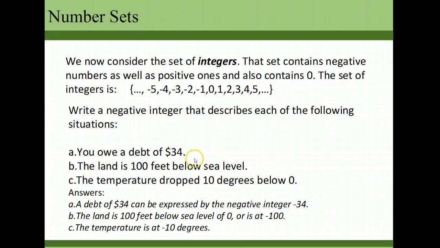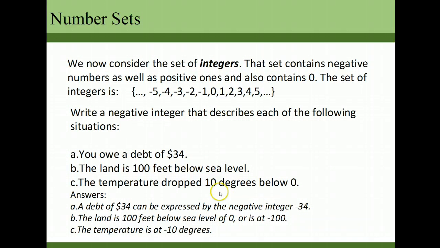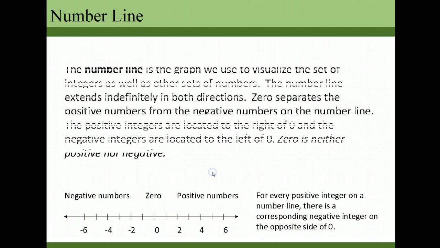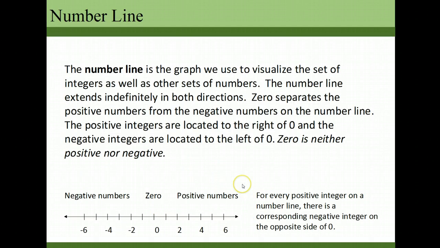So we can use these kinds of numbers to denote things from everyday life. For example, owing a debt of $34, you can write that as the number negative 34. Okay, so we can actually use a visual representation to denote these number sets. We can use what's called a number line, and this is a graph we will use to visualize the set of integers as well as other sets of numbers.